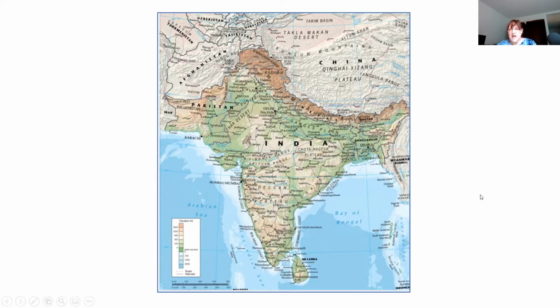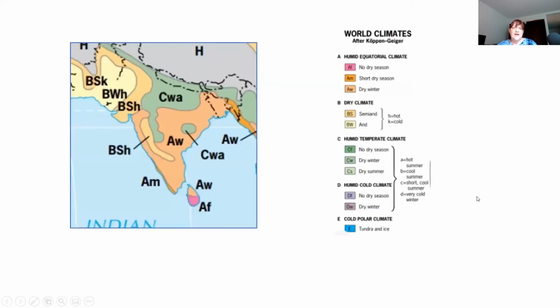So now let's look at climate. And as you can see over here in Pakistan, you have that very dry, arid climate. And that's one of the reasons why the river is so important over there. You have humid temperate and humid equatorial climates in Bangladesh and in India.